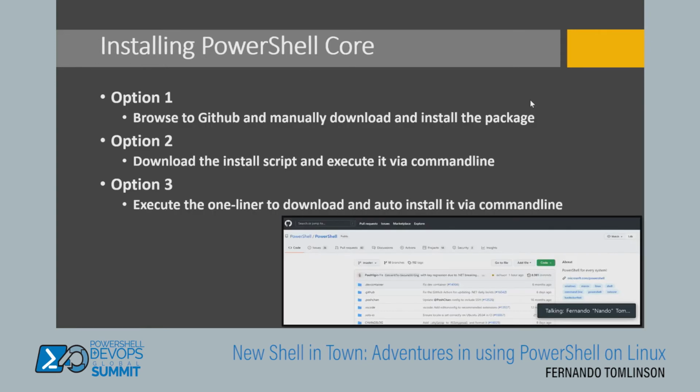Now, how do we go about getting this? Well, in my opinion, Nando's opinion, we've got three options to really get after this. Option one, I can jump on a system, open a web browser, navigate out to GitHub, manually download this, and install the package. And that picture is a picture of the GitHub there. Option two, there's a download script. So I can download the install script, and then I can execute it to download essentially the package. And when I do that, I can then manually install the package myself.